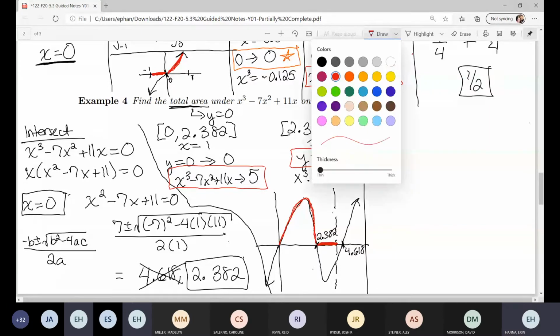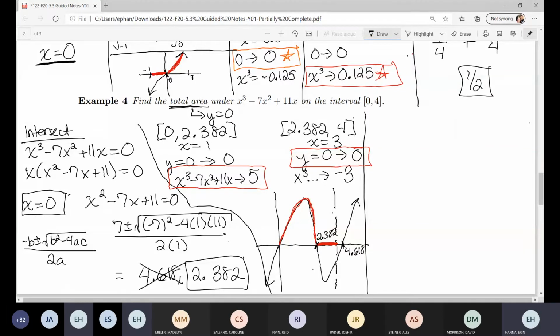So we're ready to set up our two integrals. We have one integral from 0 to 2.382, and then one from 2.382 to 4. It's always top function minus bottom function. So our top function for the first interval is x cubed minus 7x squared, oh, I'm going to run out of space, minus 11x. And our bottom function is 0, and there should always be a dx.